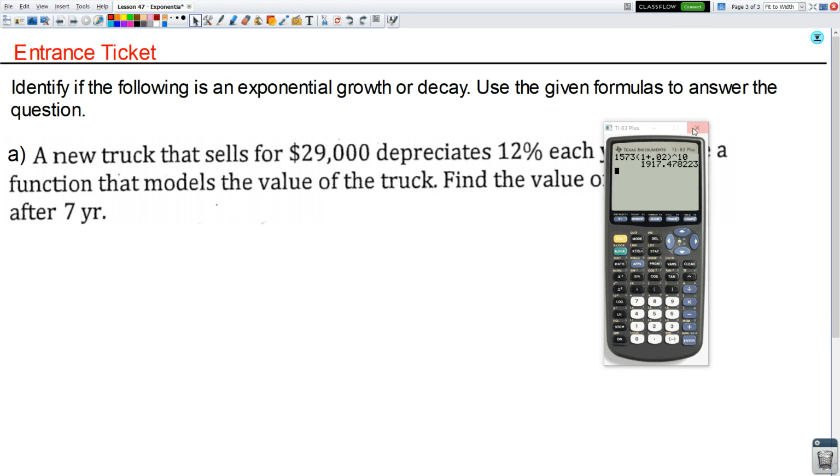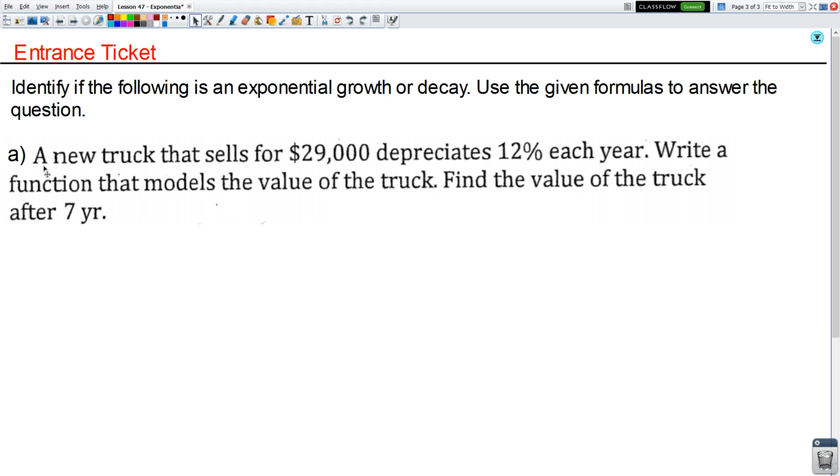So now, here's your entrance ticket. First, identify if it's exponential growth or decay, and then use the given formulas to solve the following problem.